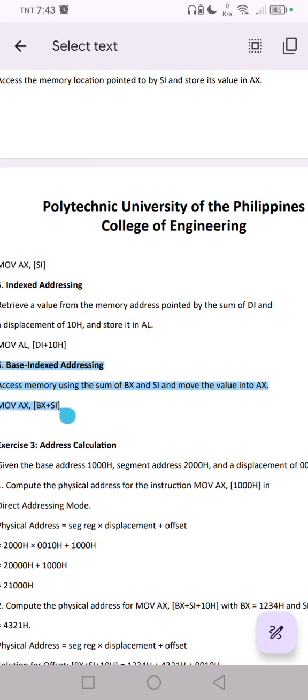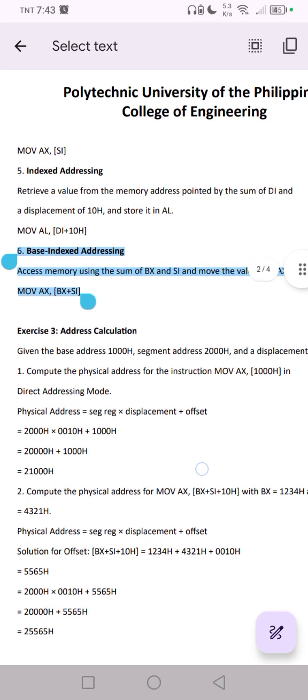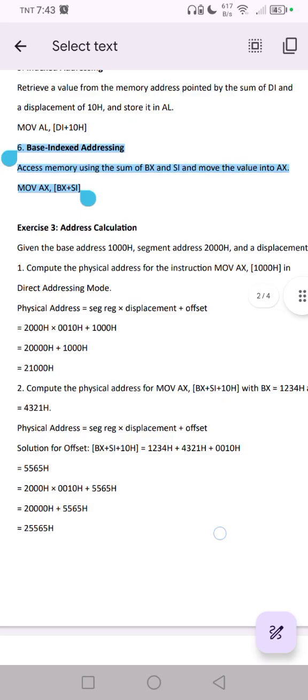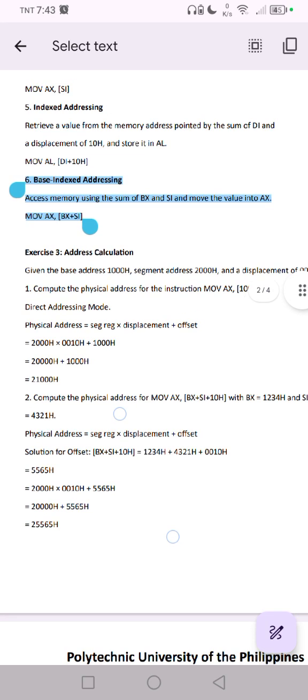Combines the value BX and then SI to compute the address. This is particularly useful for accessing multi-dimensional arrays. And number 3, address calculations. In this exercise, we computed physical addresses based on the segment and offset values.